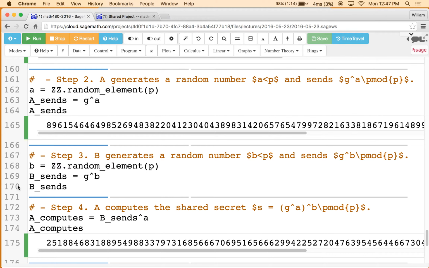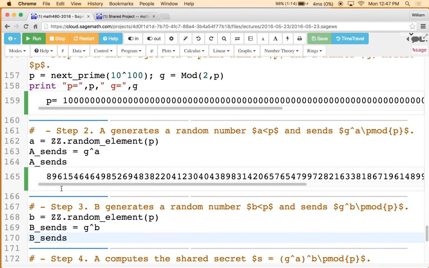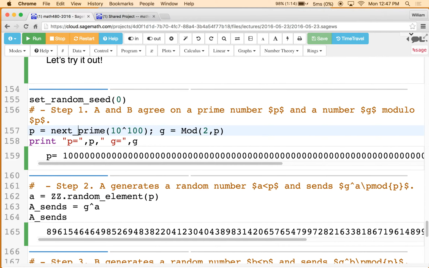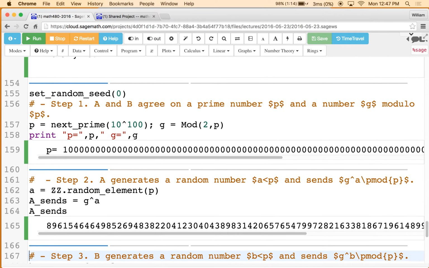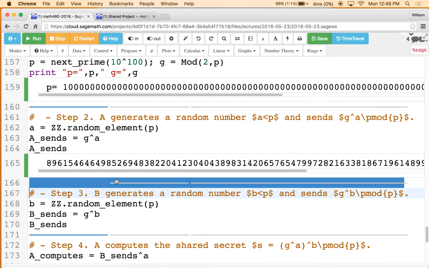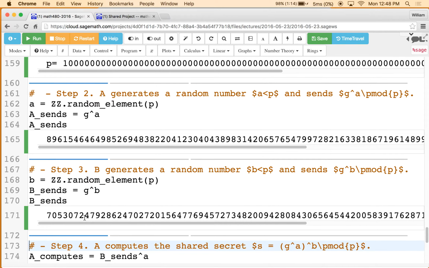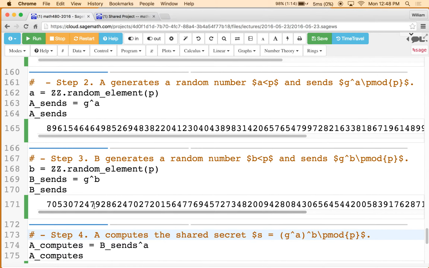And then sends g to the power of b. Okay? And then the number he sends, which for some reason is in here, let me run this step by step. Notice I set the random seed so that it's reproducible. So here's the number that he sends back to me, 705, 307, etc. And again, you guys can see this number as well. You hear everything, you see everything.